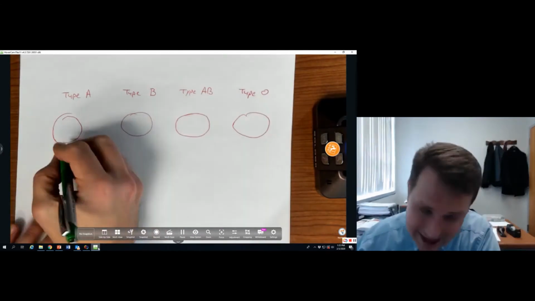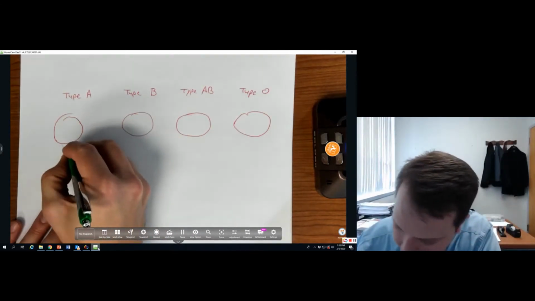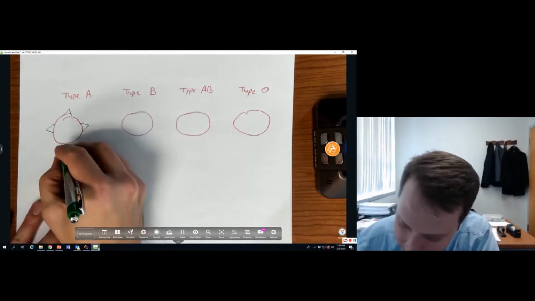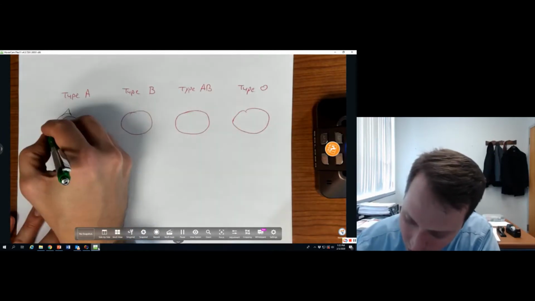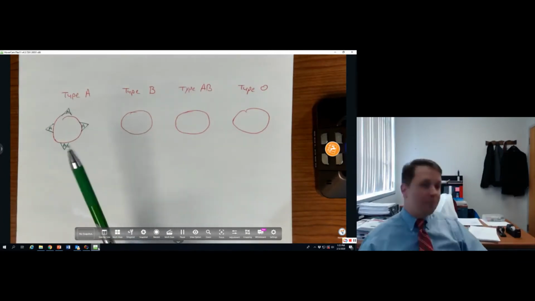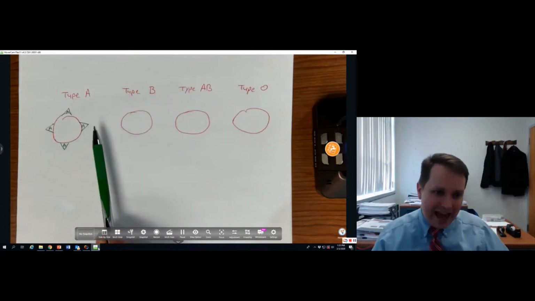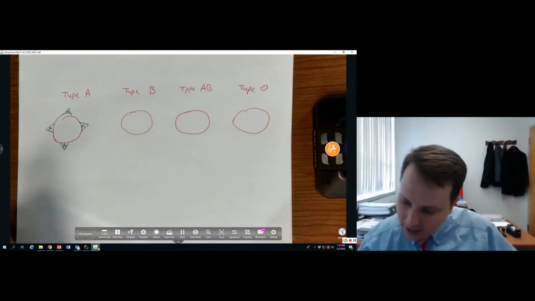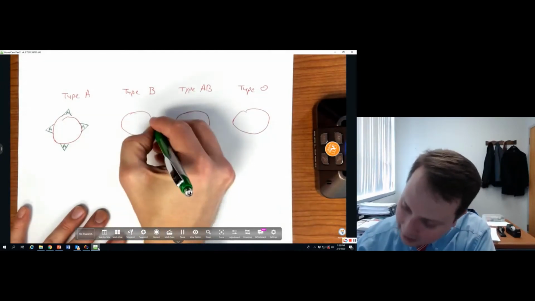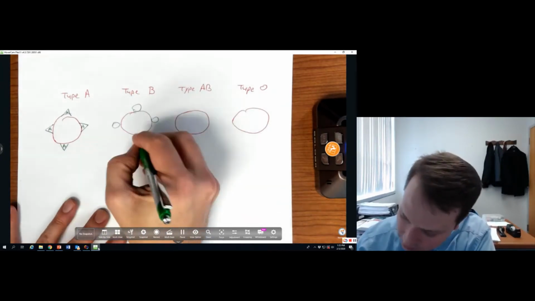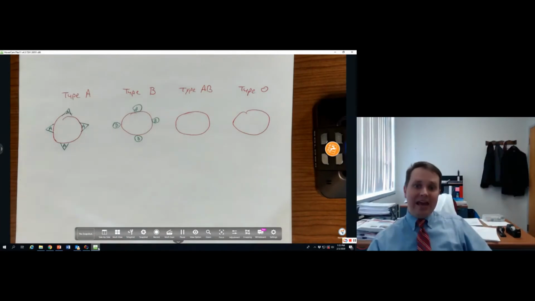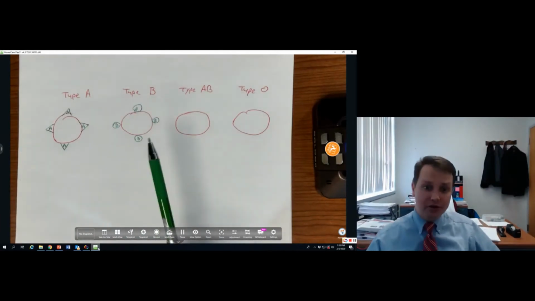Now, A has an antigen, and I'm going to use a triangle to draw it. It doesn't matter which shape we use, but these are called the A antigens. Now, there are particular genes that determine which ones go on that cell. So a person who has type A blood has only A antigens. A person who has type B blood would only have B antigens on its cell surface. So here we have B antigen as well.